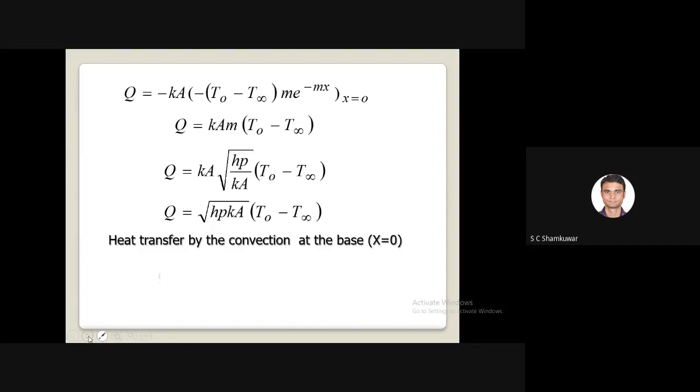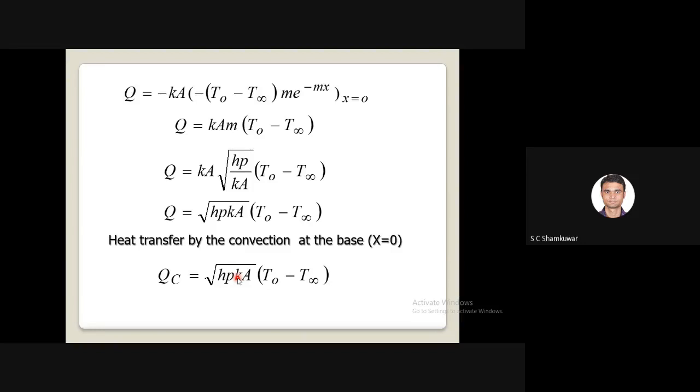This is heat transfer by conduction. Now, if you calculate heat transfer by convection at the base, it will come out to be the same. So heat transfer by conduction at the base, when x is equal to 0, is equal to heat transfer by convection at the base.